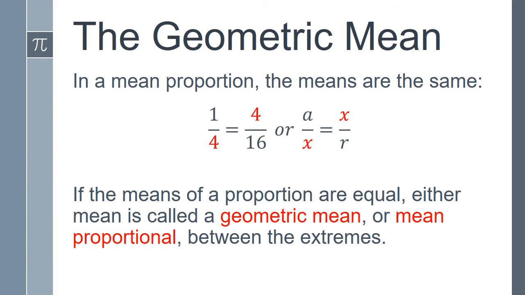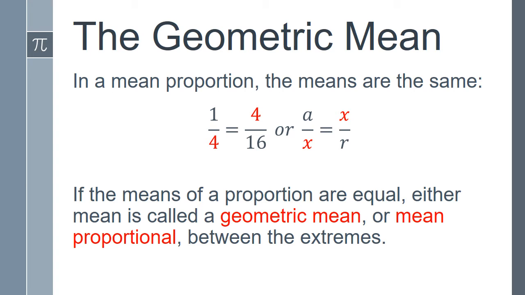All right, now this is a concept that a lot of people get stuck with, but it's really not as difficult as you might think. In a mean proportion, the means are the same, okay, and they call this the geometric mean. So if the means are equal, either mean is called a geometric mean or mean proportional between the extremes. So if you look here, 1 over 4 equals 4 over 16. Or we have another example with all variables. A over x equals x over r. So those are geometric means, okay?